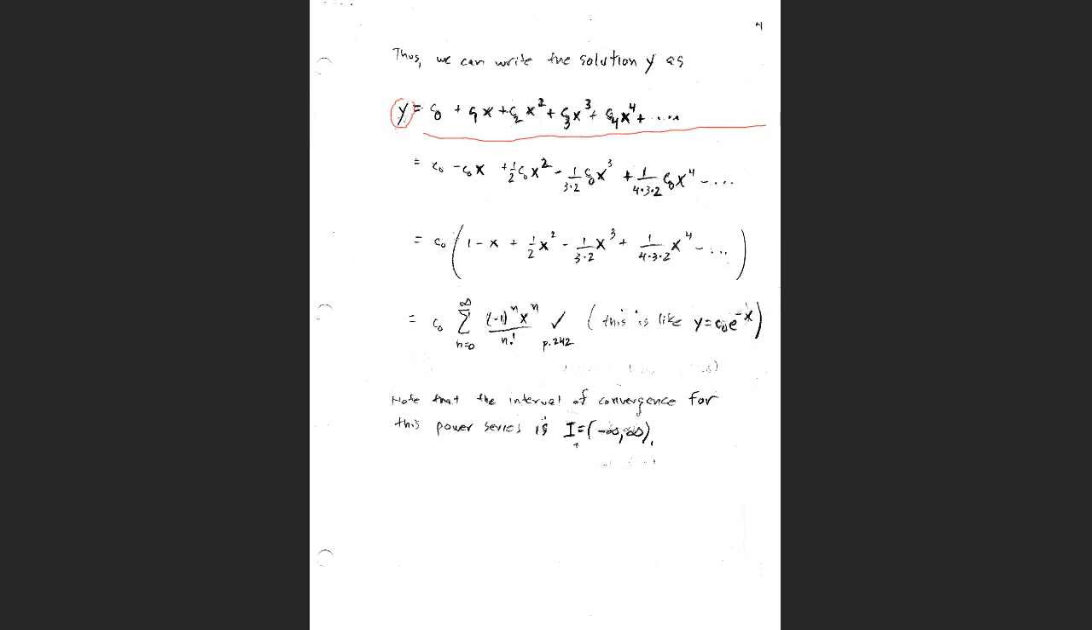And I just substitute in C sub 0, but C sub 1 is negative C sub 0. C sub 2 is 1/2 C sub 0. C sub 3 is negative 1 over 6 C sub 0. And C sub 4 is 1 over 24 C sub 0. Looks like we're getting an alternating power series here. Let me give you a moment to copy.